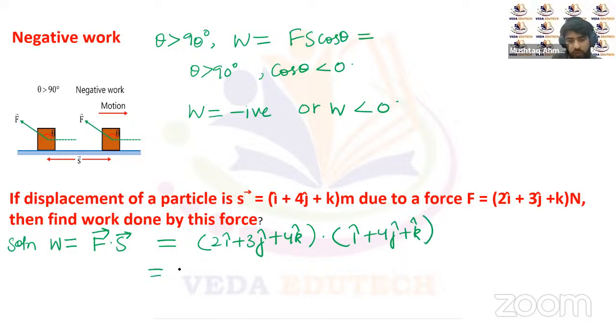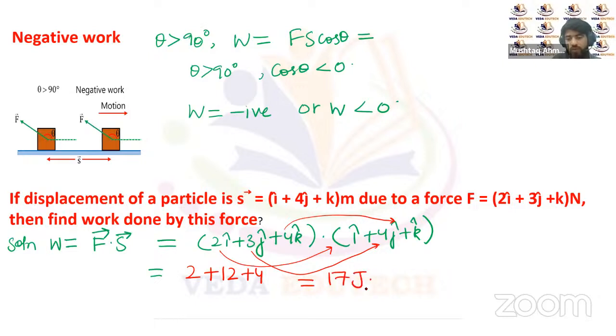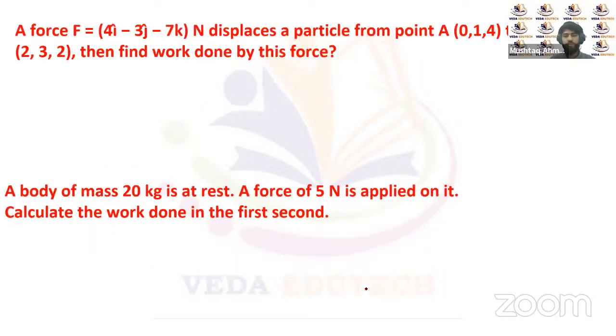Its dot product will be 2 multiplied by 1, and 3 multiplied by 4, and 4 multiplied by 1. So it will be 2 plus 12 plus 4, which is equal to 17 joules. So the amount of work done in displacing this body by the displacement given in this question is 17 joules. Let's move on to the next question.